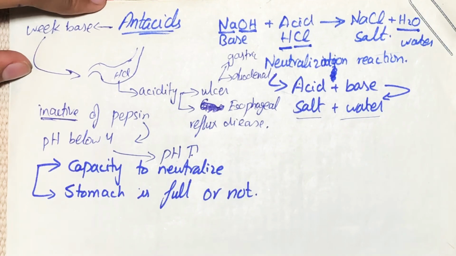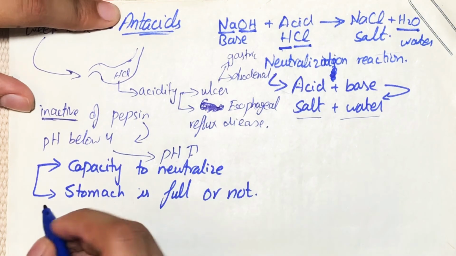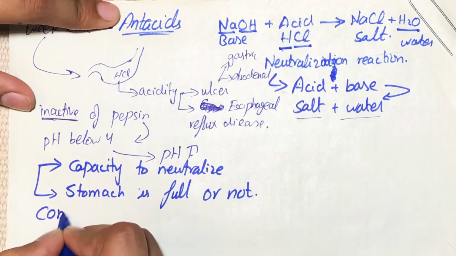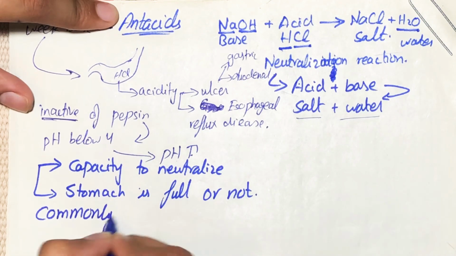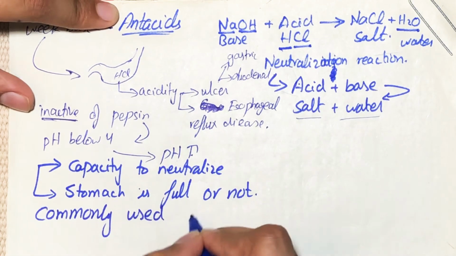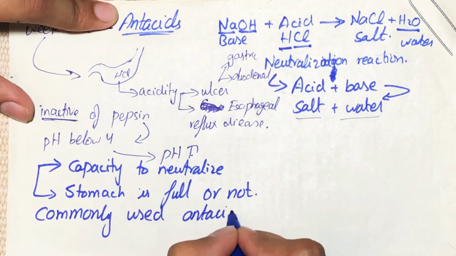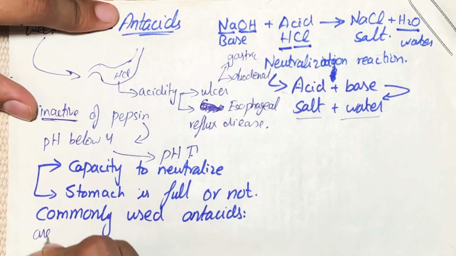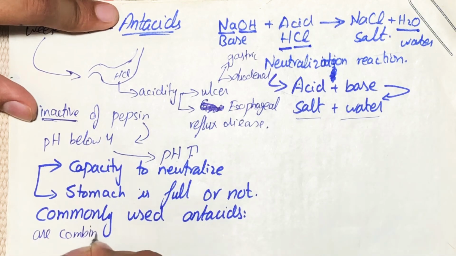There are various antacid products available which vary widely in their chemical properties, their capacity to neutralize acid, their palatability, and their price, of course. So commonly used antacids are a combination of two salts.